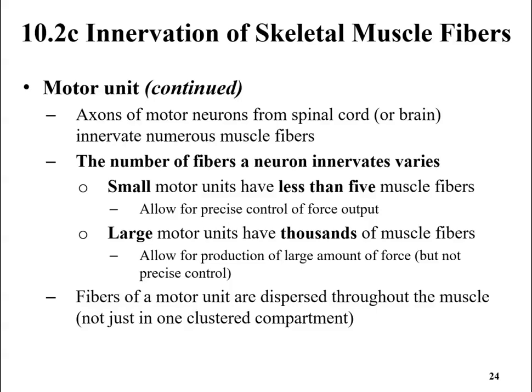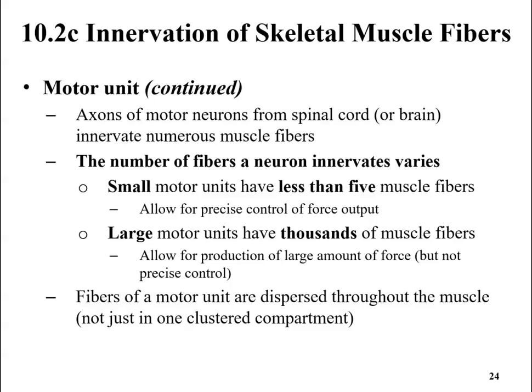Axons of motor neurons from the spinal cord or the brain innervate numerous muscle fibers. The number of fibers a neuron innervates is going to vary, okay? So small motor units, by definition, have less than 5 muscle fibers that they control. This allows for precise control. Large motor units have thousands of muscle fibers that are being innervated, and this is going to allow for production of a large amount of force, but not very much precise control.